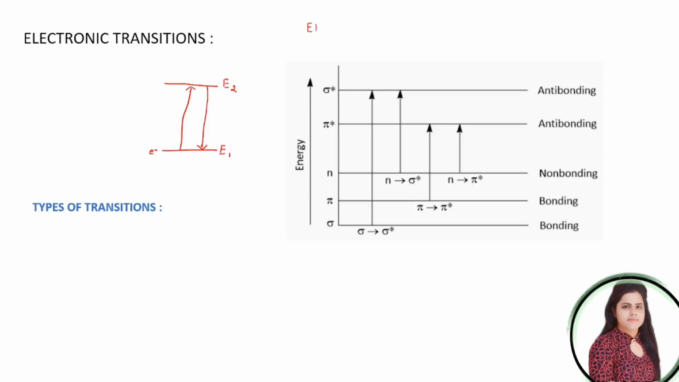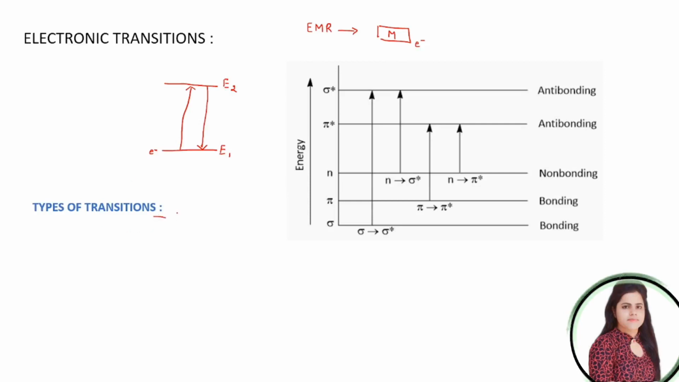Suppose we are providing electromagnetic radiation to one molecule. This is our molecule. When this molecule absorbs some kind of radiation, the electrons present in this molecule absorb the radiation or energy and can move from the ground state level to the excited state level. After some time, these electrons can again go from the excited level back to the ground state level. This kind of movement is called electronic transition.